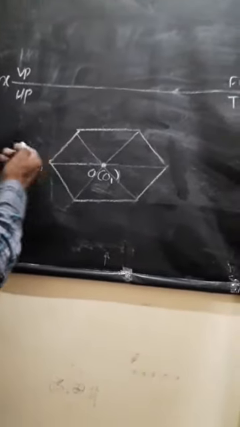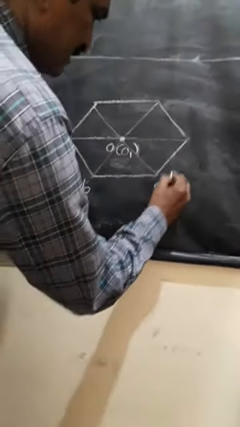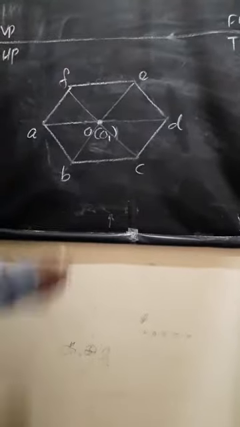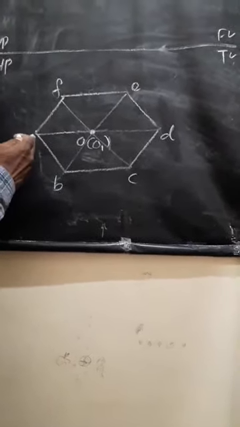Okay. So always the extreme left point should be A. This is A, this is B, C, D, E, F. First you mark the extreme point as A and it should be visible. Mark A, then mark other points in anti-clockwise direction.